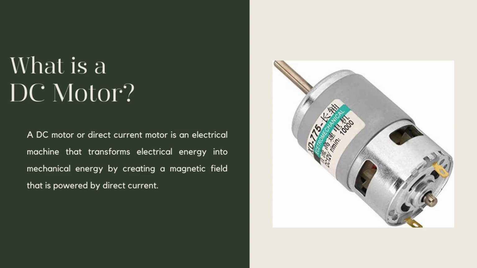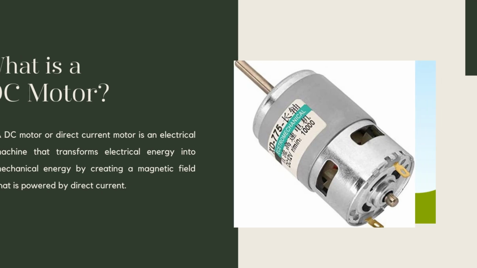DC motors can vary in size and power from small motors in toys and appliances to large mechanisms that power vehicles, pull elevators and hoists, and drive steel rolling mills.